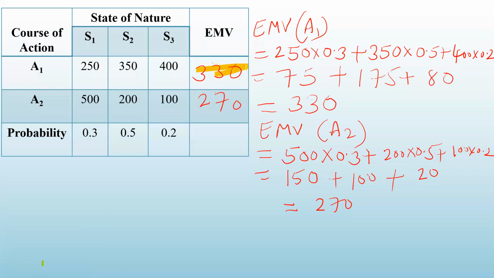This is the maximum figure. Okay. And this is for which course of action? This is for A1, correct? So this is the best course of action. Okay. So in this way, we can use this criterion to find out the best course of action. A1 is the best course of action.